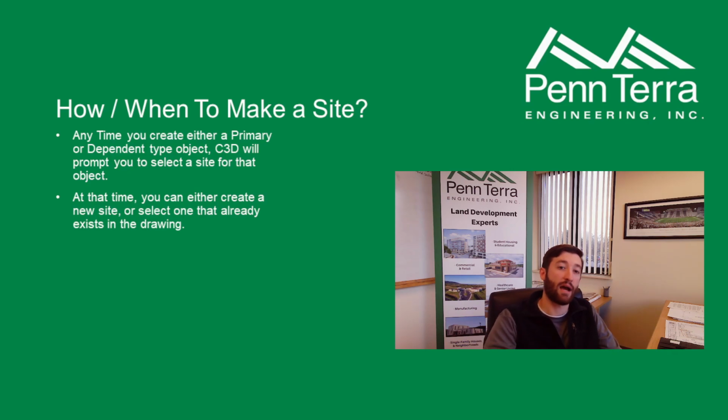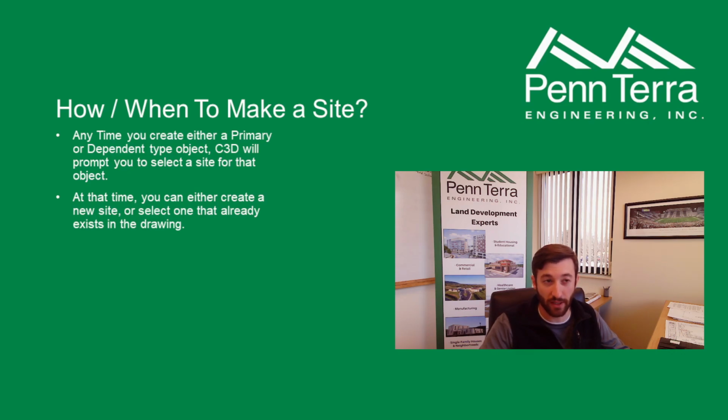Okay, so how and when should you make a site? Anytime you create one of these primary objects, your parcels, alignments, feature lines, or grading objects, you should either make a site or select a site that is already existing in the drawing, so maybe in the template, or that you've already used. You might also need to make more than one site for an object type.